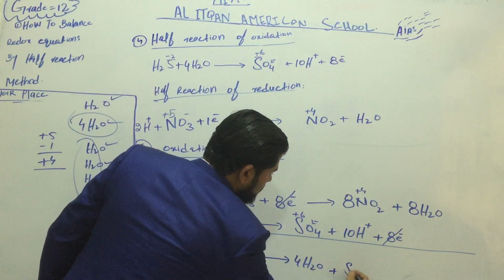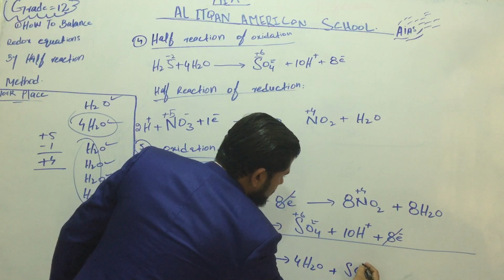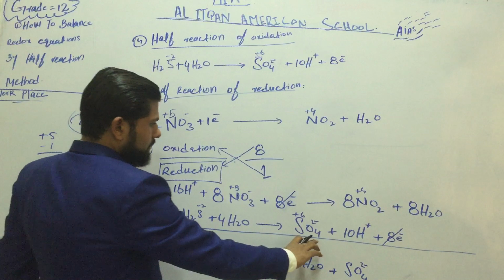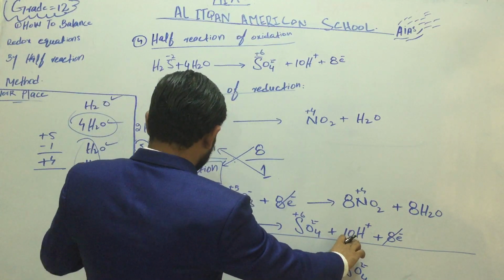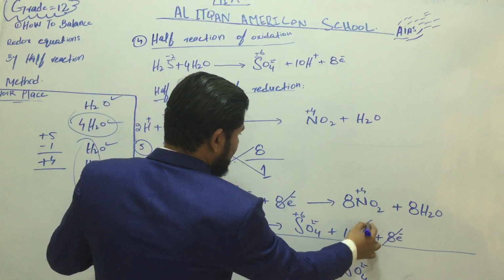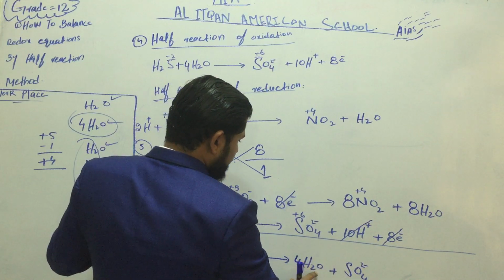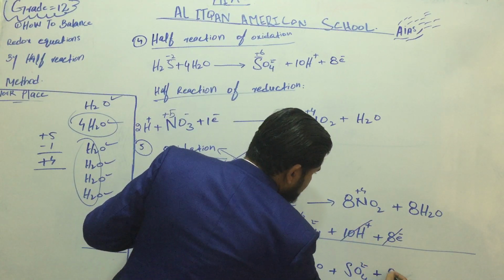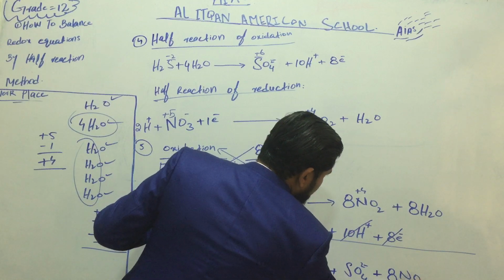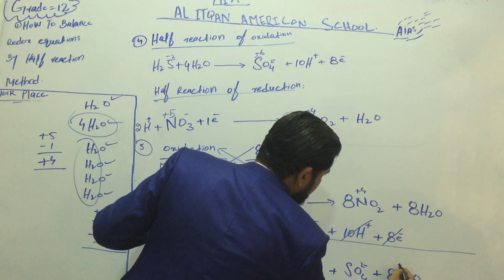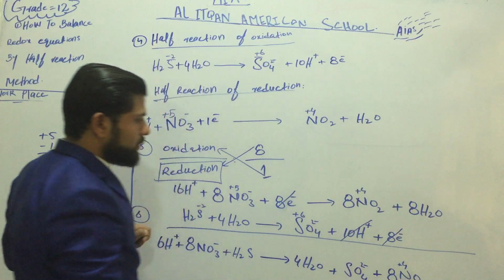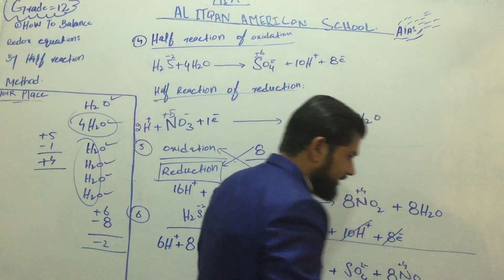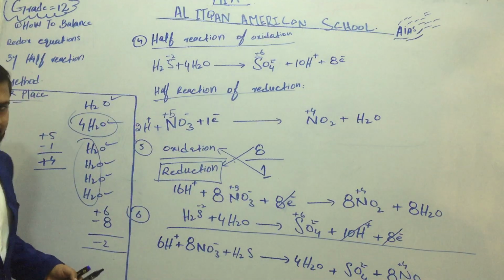And what's left here? SO4 2-, and what's left more here? 6 was here, that means this 10 is finished. Okay, and H2O, SO4 and 8 NO2 is here. NO2 is here. Okay, now it's just your last step, that is, let me just take my pen please.